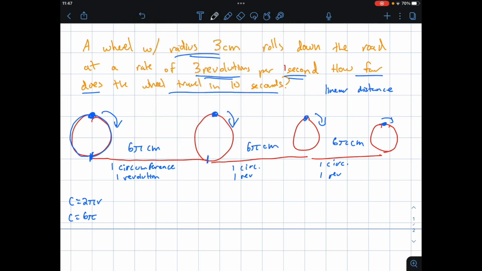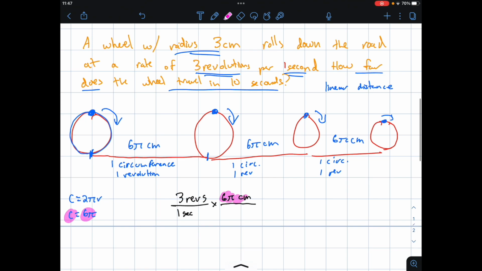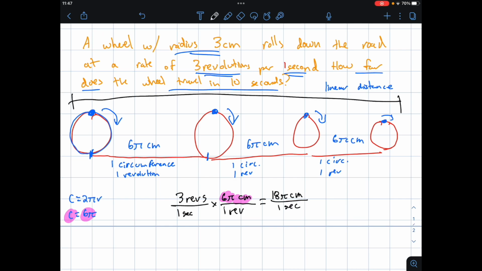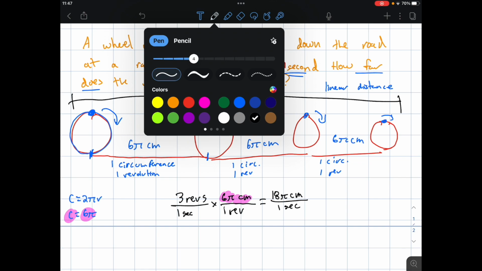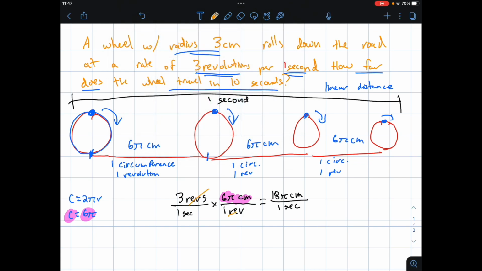If we look at it from a dimensional analysis perspective, we say we go 3 revolutions in 1 second. We multiply that by going 6 pi centimeters, their circumference. Let's highlight that. 6 pi centimeters is the circumference per each revolution that we do, 1 rev. So that means that we're going 18 pi centimeters in that 1 second, because this whole thing here is 1 second. 3 revs in that 1 second. Dimensionally, the revs cancel. We're left with the units of centimeters per second.